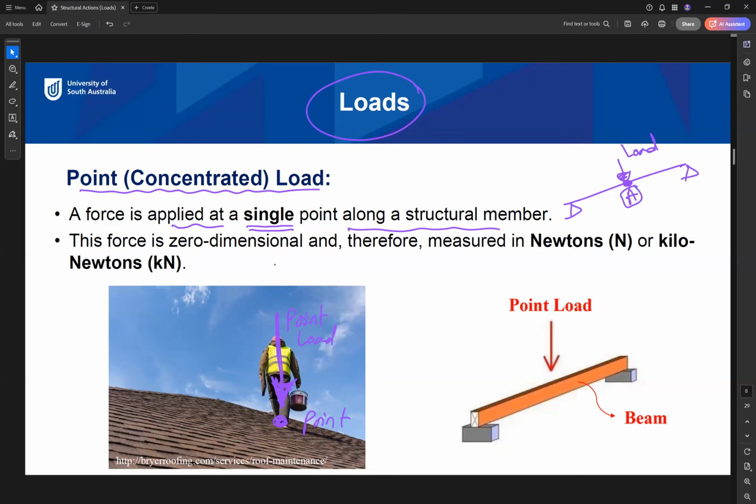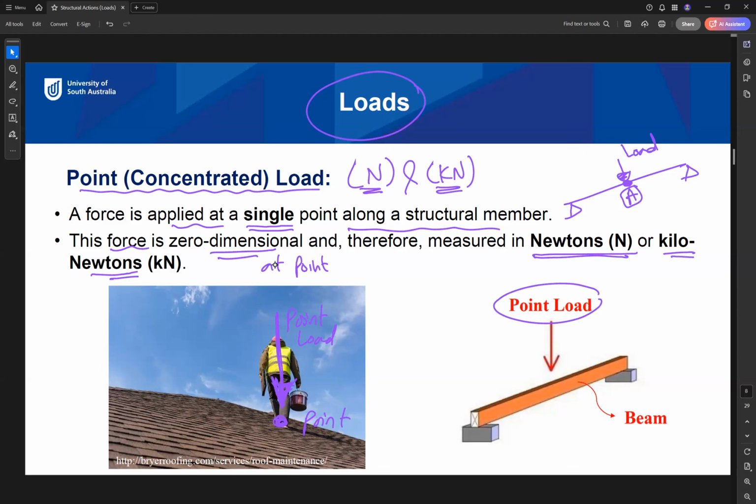So this force or point load is zero dimension, meaning it acts at a point, and the unit of this force can be Newton or kilonewton. So for point load, the units we're using are kilonewton or Newton. As you can see here in the example, we have a point load applied at a certain point, and this is our beam. So this is the first type of load we can have in our structure design or structure analysis.